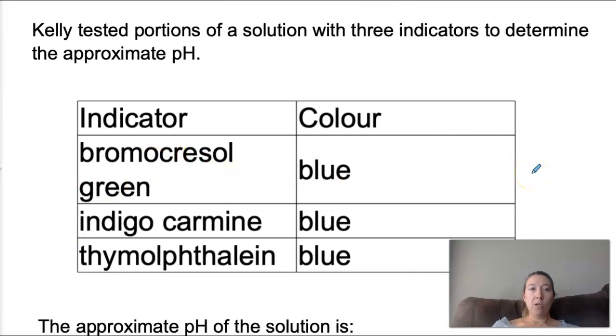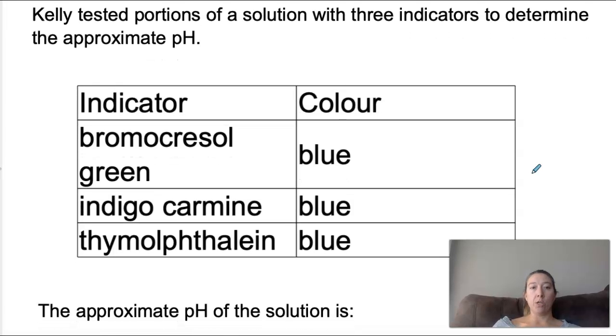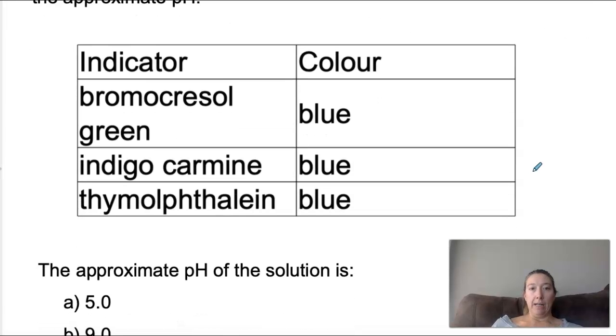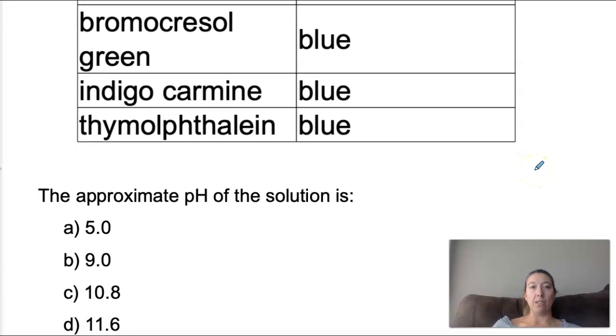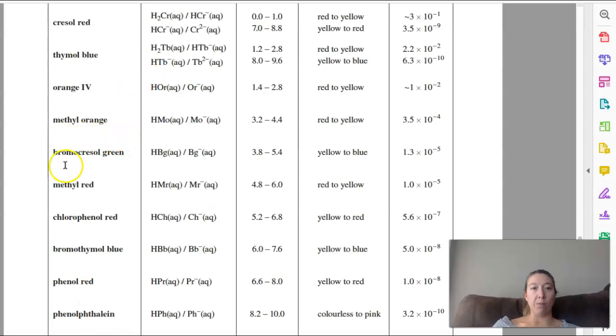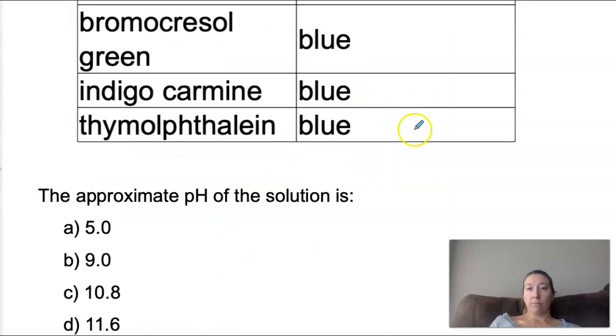Okay, so here's another one for you. Kelly tested portions of a solution with 3 indicators to determine the approximate pH. So there's your indicators, the colors, the approximate pH of the solution is. So we're going to have to go through the 3 indicators and kind of narrow down our range. So we have that bromocresol green is blue. So we find bromocresol green. If it's blue, that means it's going to be greater than 5.4. So from here, we know greater than 5.4.